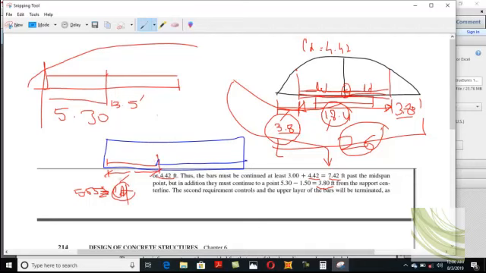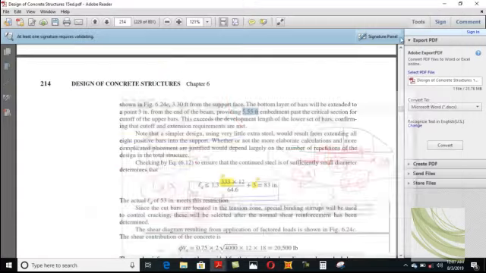So you can cut these bars and continue the rest of the bars here. If this criterion is not fulfilled, either you can provide a hook to the bar, or you cannot cut the bars. Or you can even decrease the size of the bar, because once you decrease the size of the bar, your development length is reduced. So either you can change the size of the bar, provide the hook, or continue all of the bars. So these are the ACI criteria. You must know these criteria.